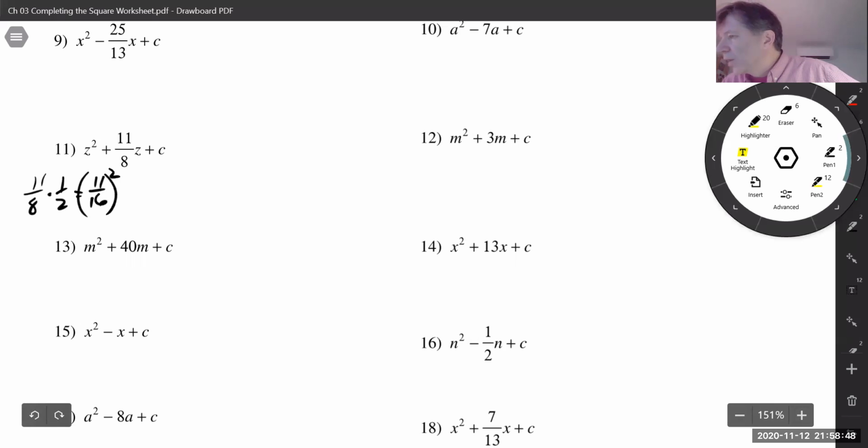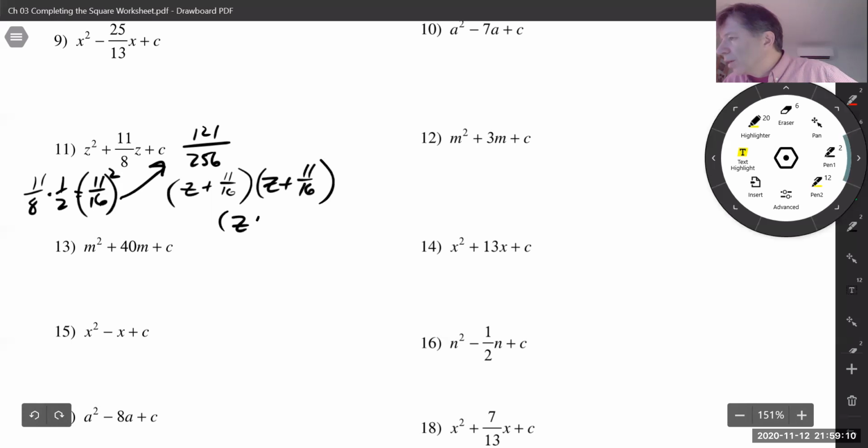And then I have to square that. So my C value becomes 121 over 256. And then I know I can factor this to z plus 11/16, z plus 11/16, which then can be rewritten as z plus 11/16 squared.